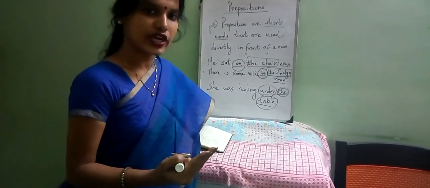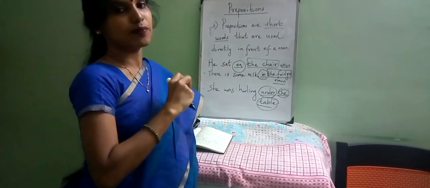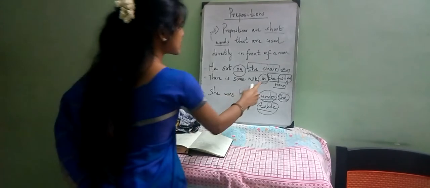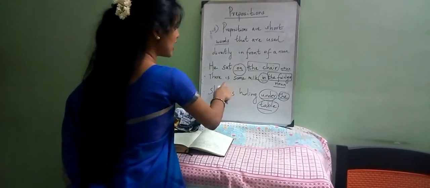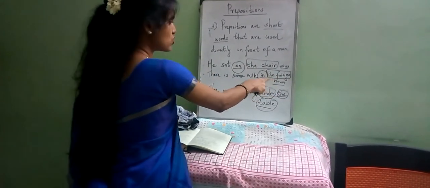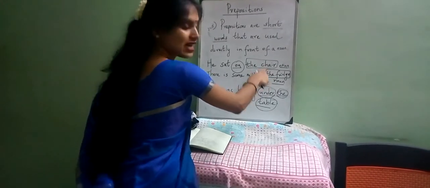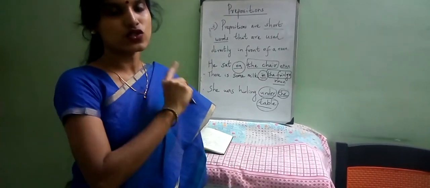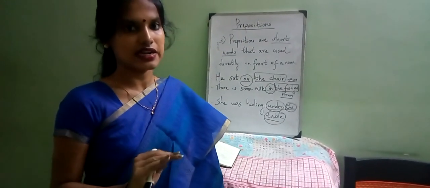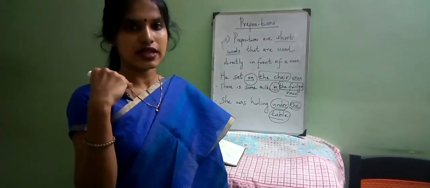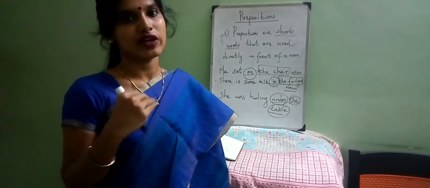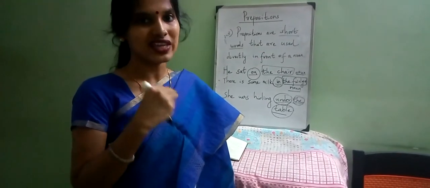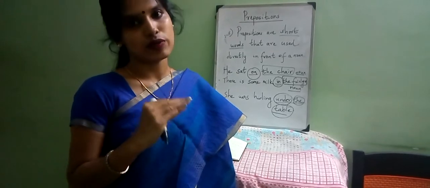And the second definition I gave you, that it connects the people, objects, time and direction in the sentence. So it just connects. Can you see? It is connecting. There is some milk in the fridge. So this is used as a connecting word between these two phrases or words in the sentence. I hope it is very clear now. When you look at the sentences, you can easily identify prepositions because it connects. At the same time, it is used directly in front of the noun. These are the clues for prepositions.